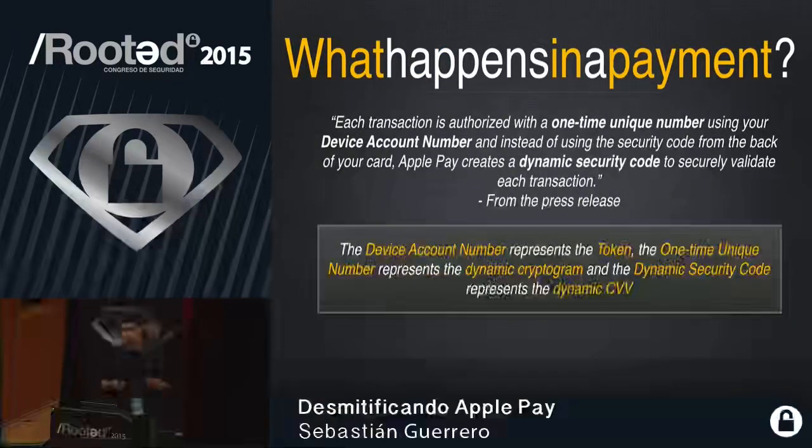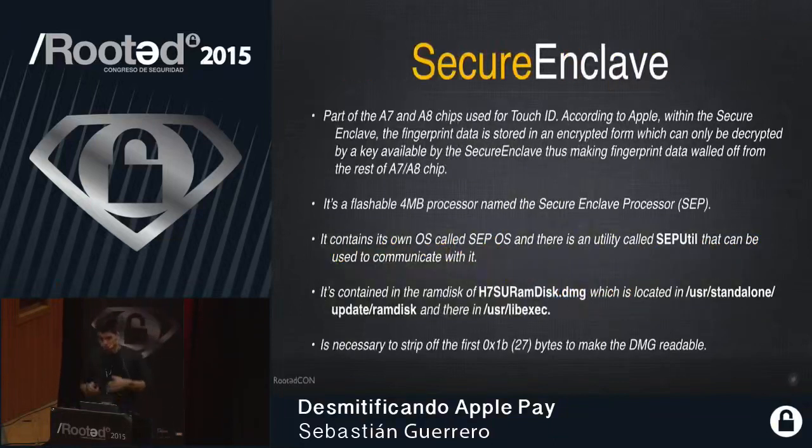What happens in a payment? Like I said before, I won't go into it because you all know. Each transaction is authorized with a one-time unique number using your device account number, and instead of using the security code from the back of your card, Apple Pay creates a dynamic security code to securely validate each transaction. So the device account number represents the token, the one-time unique number represents the dynamic cryptogram, and the dynamic security code represents the dynamic CVV.